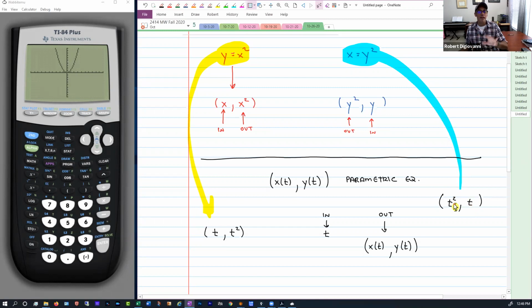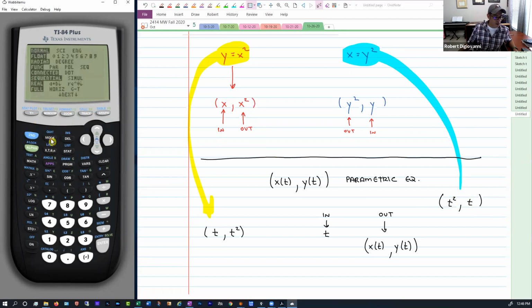All right, let's get to it. I'm going to show you the calculator. First thing you need to do is go to mode, and you need to switch your calculator from function mode to para mode. There's 4 modes. You can do functions, parametrics, polars, or sequential stuff. I'm going to go to parametric. I'm going to hit enter.